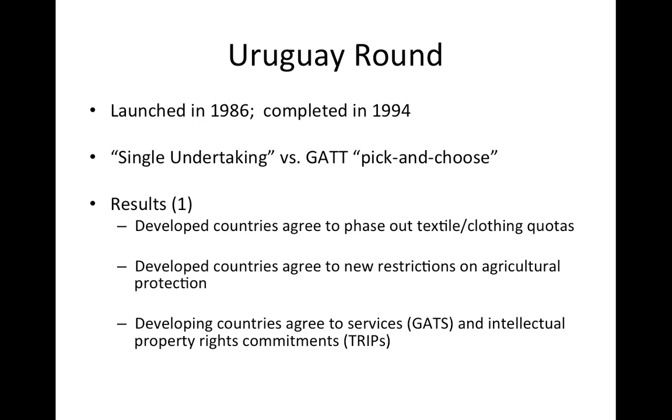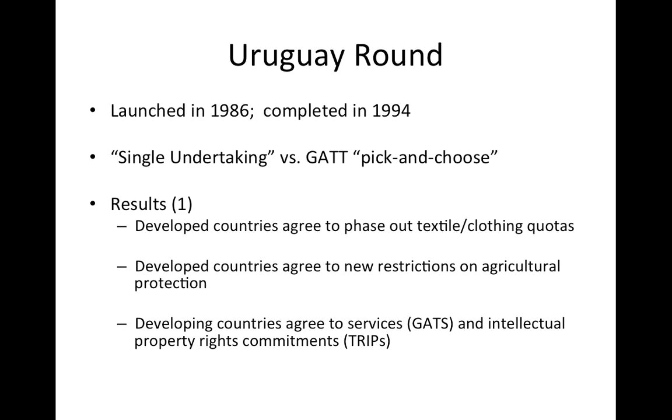Now, a couple of important results came out of the Uruguay round. One, a basic trade-off between developed and developing countries. Developed countries agreed to phase out a system of quotas on textiles and clothing, which had been in place for a number of decades. This was something that developing countries really wanted to phase out. They wanted access in these labor-intensive products to the developed country markets. So that was something very much that developing countries wanted.